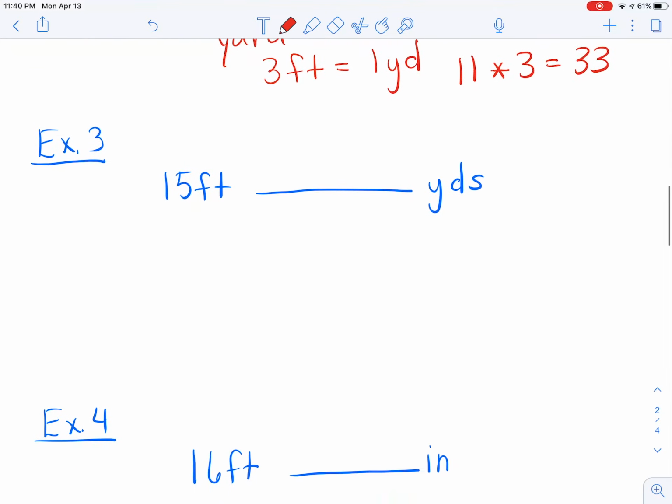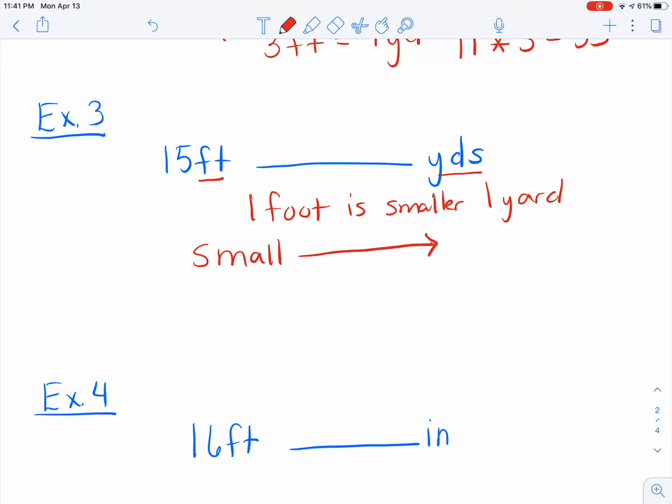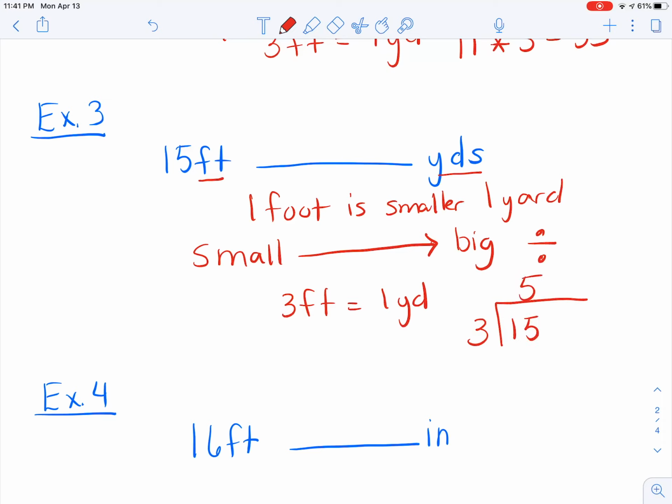All right, example 3, comparing this time feet to yards. Well, 1 foot is smaller than 1 yard. So I'm going small to big, which means I'm going to divide. I know that there are 3 feet in 1 yard. So 3 divides into 15 5 times. So 15 feet is the same thing as 5 yards.